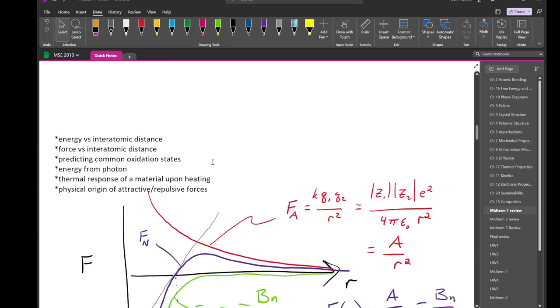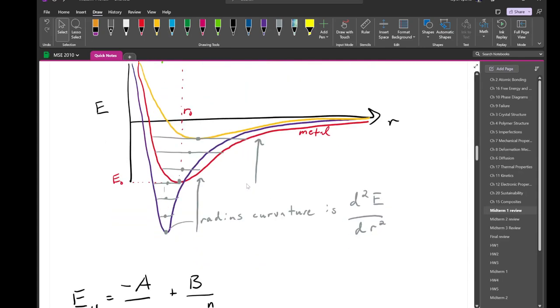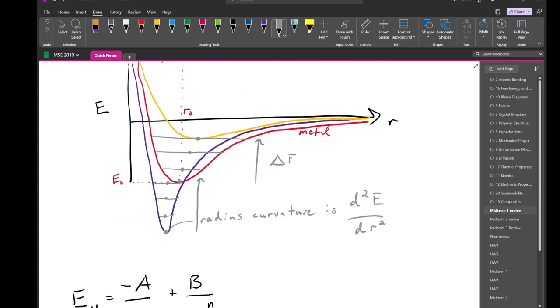Energy from a photon is important to remember. If you wanted to provide a photon that provided this amount of heating, what wavelength should that have? If this is the amount of heating that you want to achieve, that delta E, we'd want to relate that to h times c divided by lambda, where h is Planck's constant, c is the speed of light, and lambda is the wavelength of that photon.